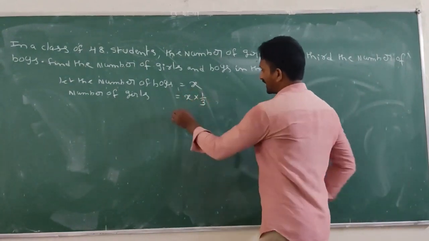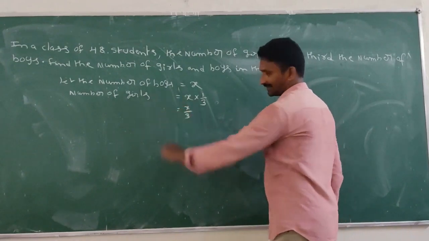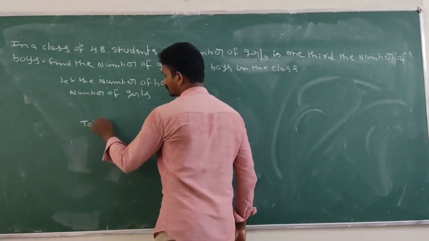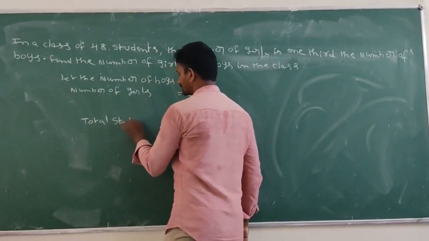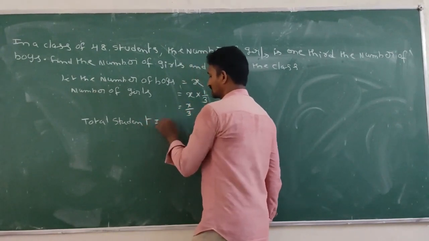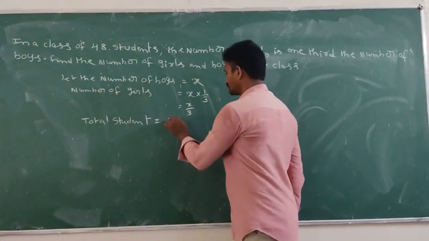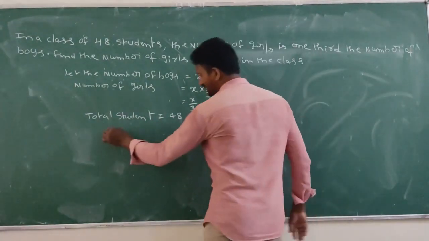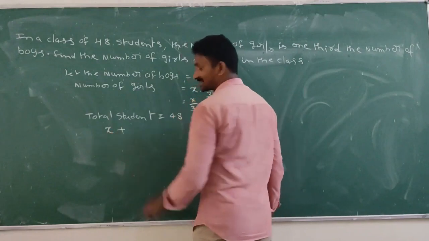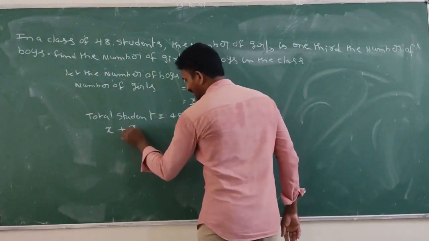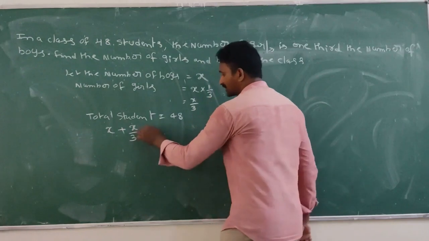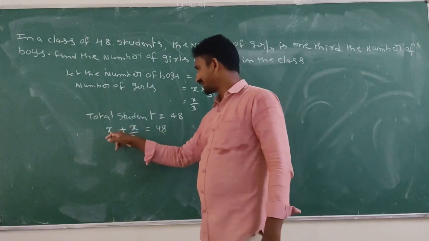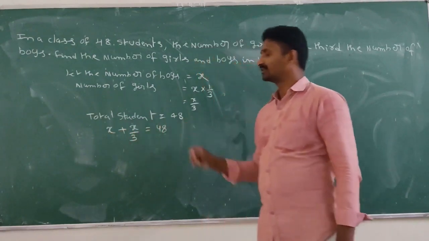x into 1 by 3, that is x by 3. Total students are boys and girls. Boys x plus girls x by 3. Total students is equal to 48. So x plus x by 3 equal to 48.